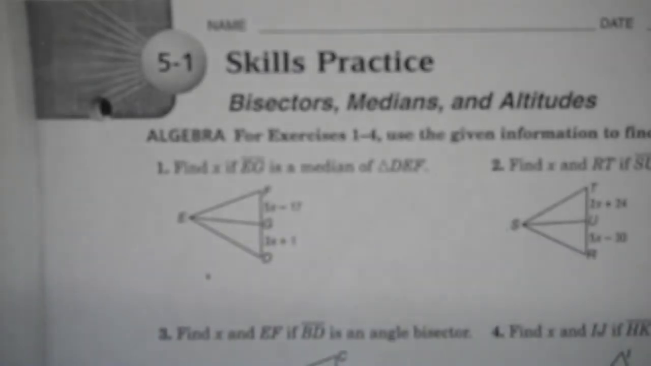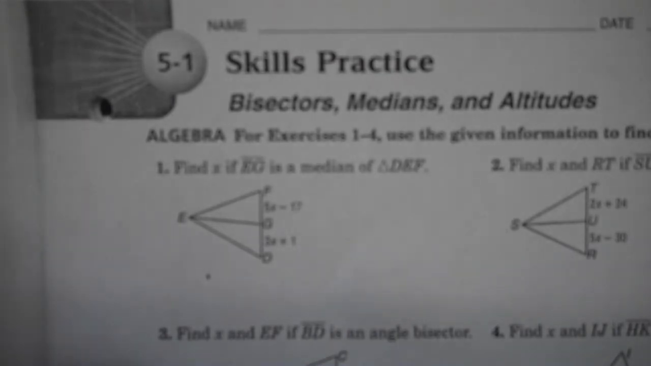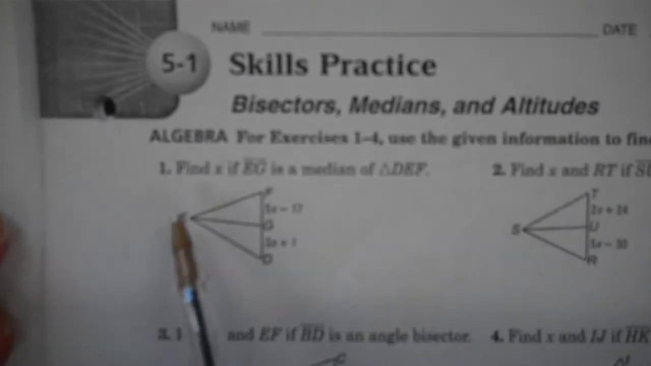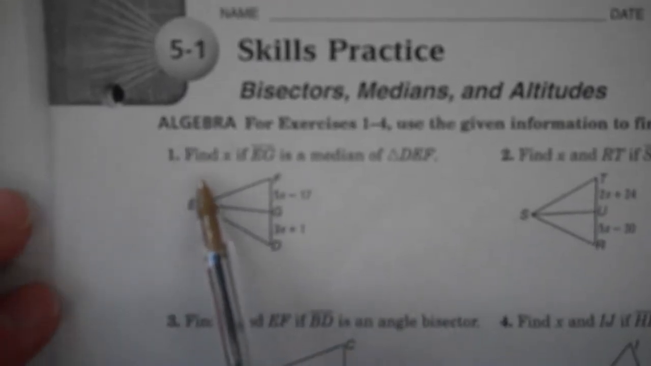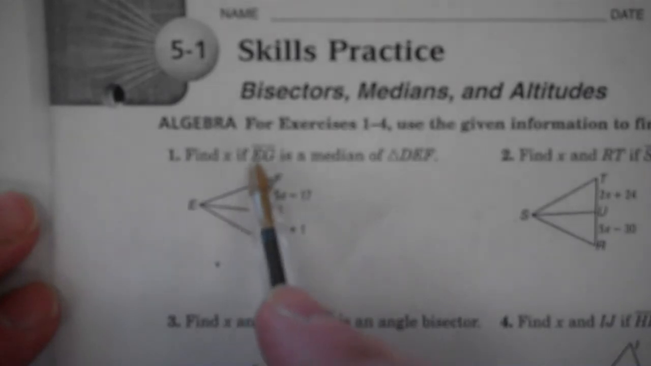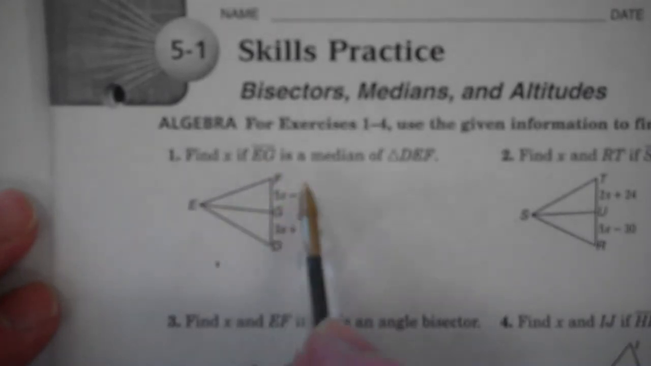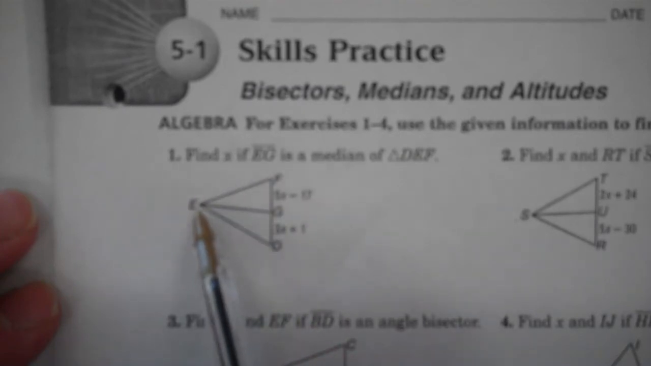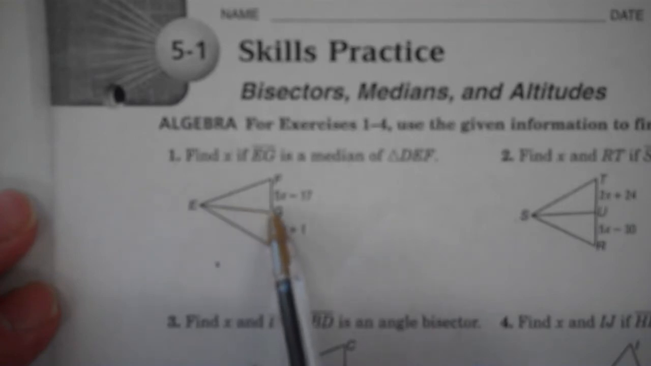Hi everyone, we're looking at bisectors, medians, and altitudes in triangles and the special segments they make and their properties. So number one says find x if EG is a median of triangle DEF. Now a median, as you recall from the definitions you've done, connects a vertex, which is E, to the midpoint of the opposite segment, FD.